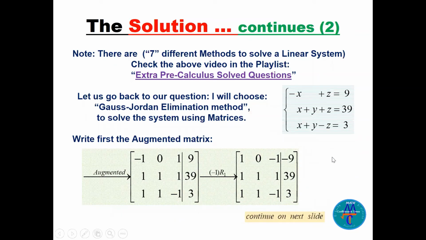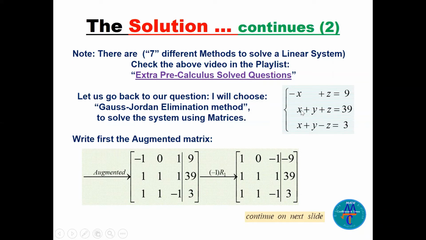This is a linear system. You can solve it by any method you like. There are 7 different methods to solve this linear system. There is a video called 7 different methods to solve a linear system. You can see that, please, in the playlist Extra Pre-Calculus Solved Questions. I put there 1 question only, and I solved it by 7 different methods. I will choose here 1 method called the Gauss-Jordan elimination method. I will use that here using matrices.